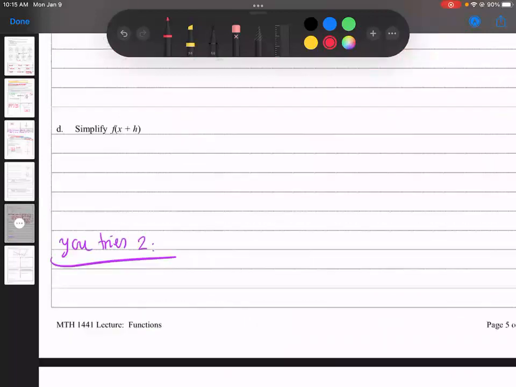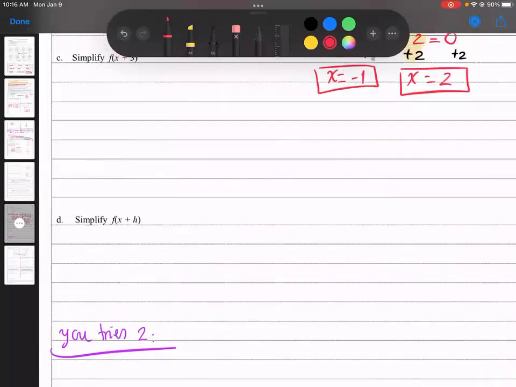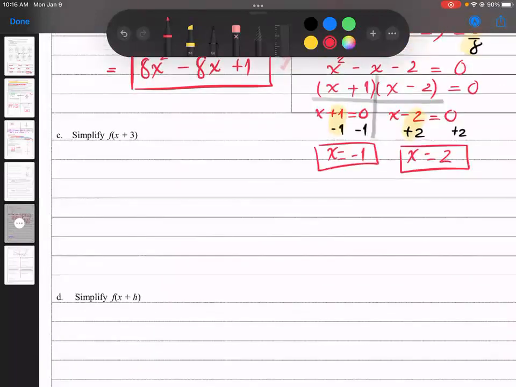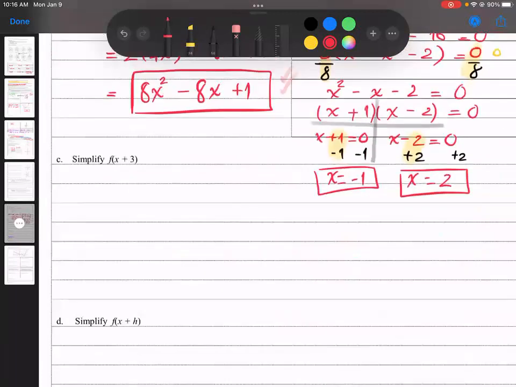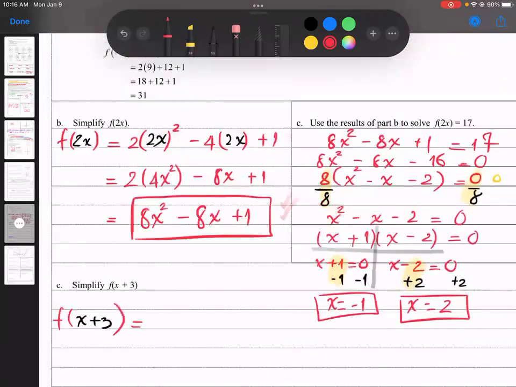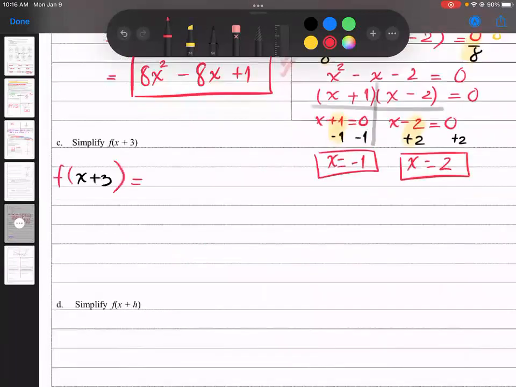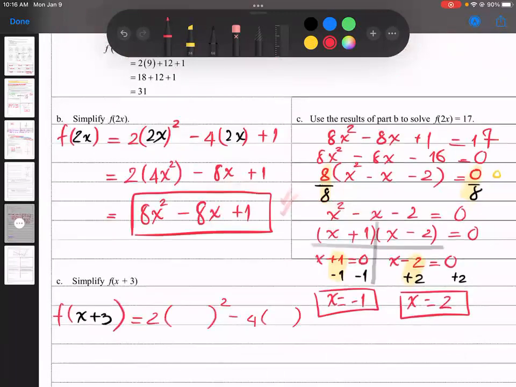Let's do C and D before we run out of time. f of x plus 3. If I was you, again, I'd do it like that. If you have color, maybe it helps too. Let's rewrite that parenthesis thing: 2 times parenthesis squared minus 4 times parenthesis plus 1.